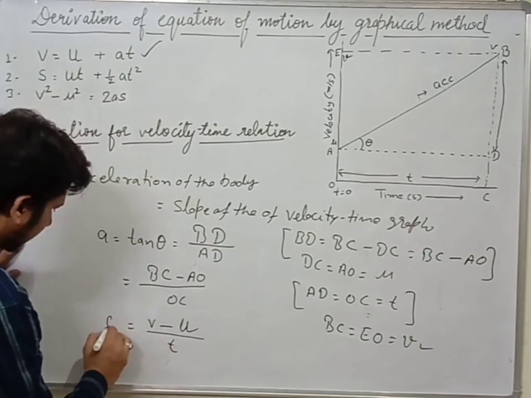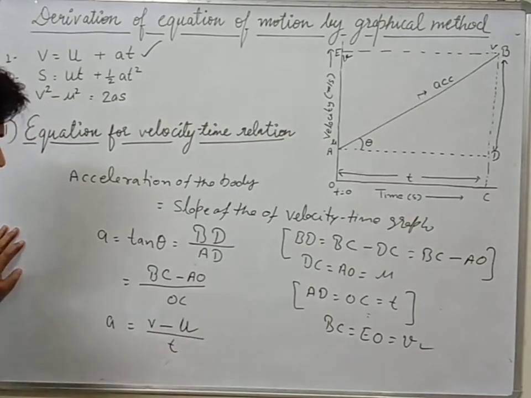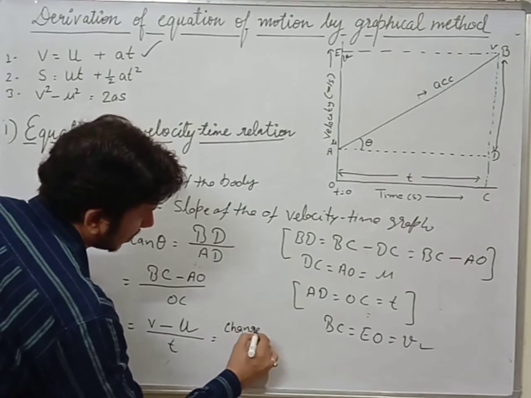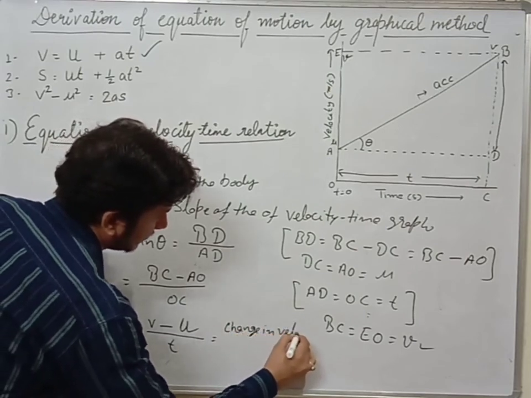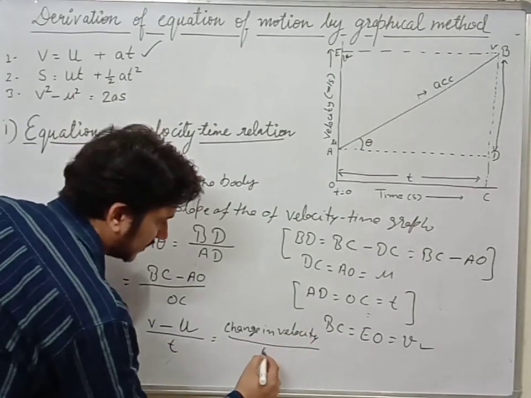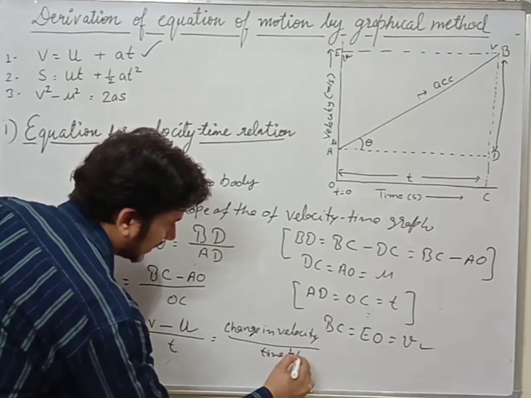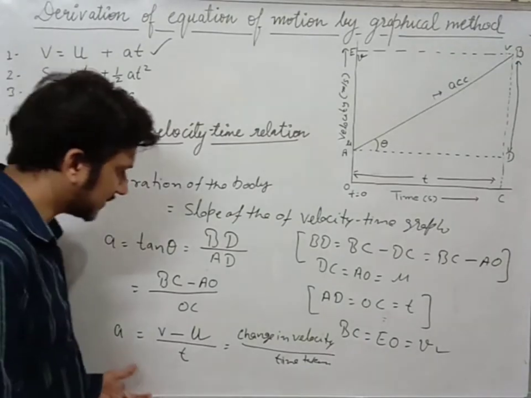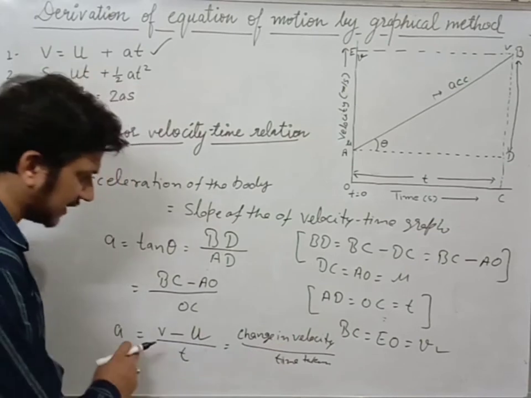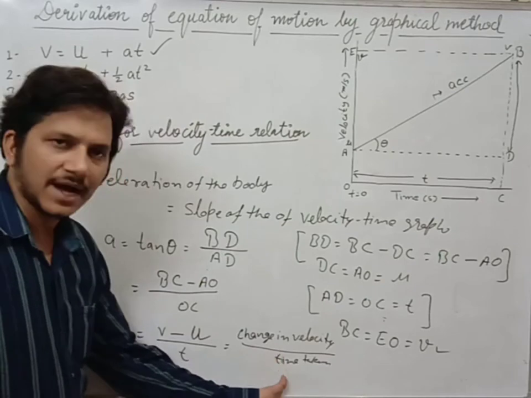In this way we get a equals v minus u divided by t, where v minus u is the change in velocity and t is the time taken by the object. You already know that acceleration is the change in velocity divided by time.